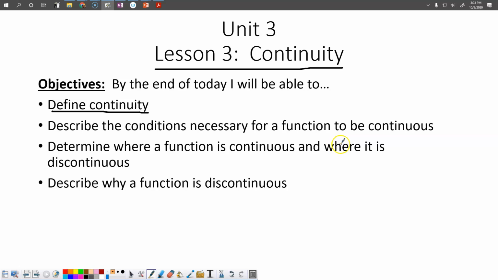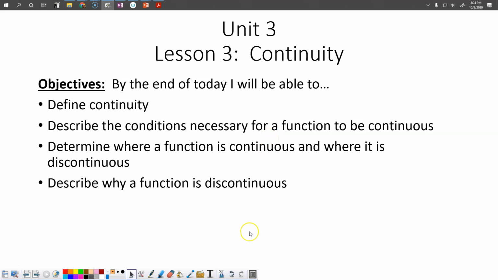Second of all, you should be able to tell me what the conditions are that make a function continuous or not. Some functions are continuous at a certain point and some are not. And you should be able to tell me what conditions they have to meet in order to be considered continuous. You should also be able to tell me where a function is not continuous and where it is continuous. And then finally, you should be able to tell me for what reason it's discontinuous. Alright, and so let's go ahead and jump in here.